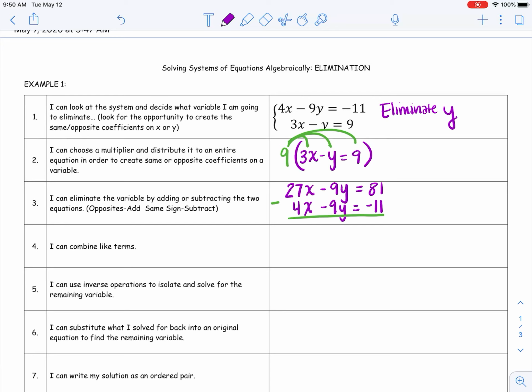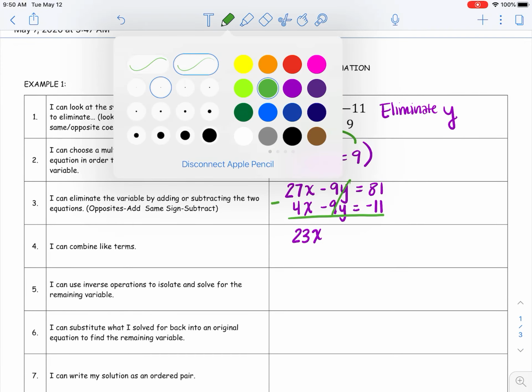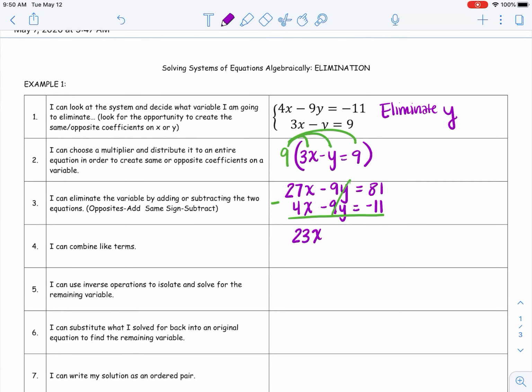And be very careful when you're subtracting, because remember, when we subtract a negative, that actually turns into addition. So I have 27 minus 4, and that gives me 23x. -9 minus a -9 is gone. And then I have 81 minus a -11, so that actually means plus 11. So then I actually have 92.